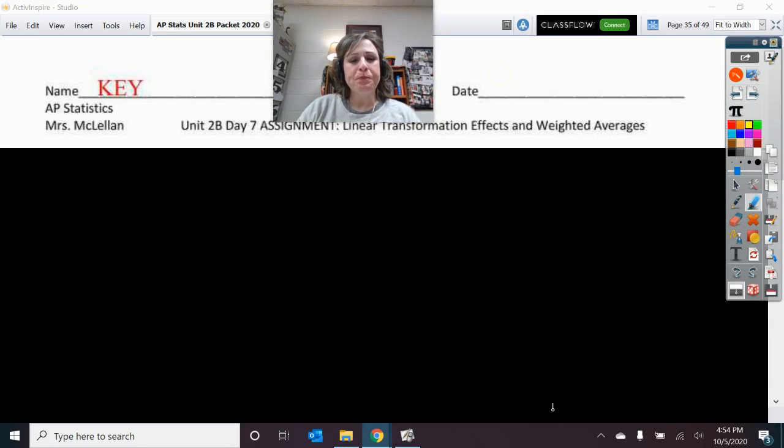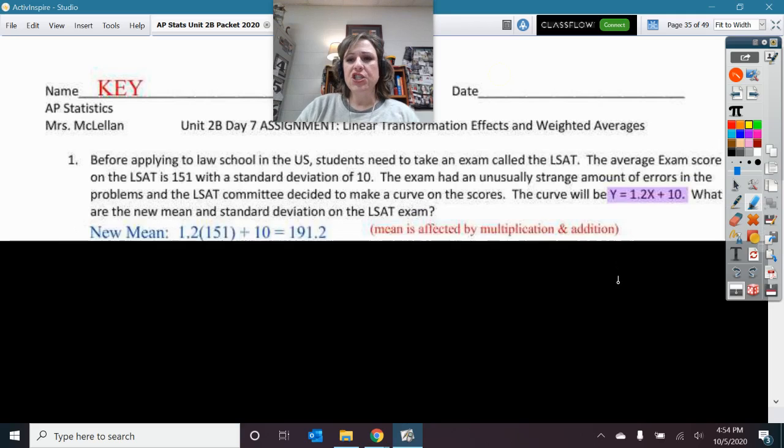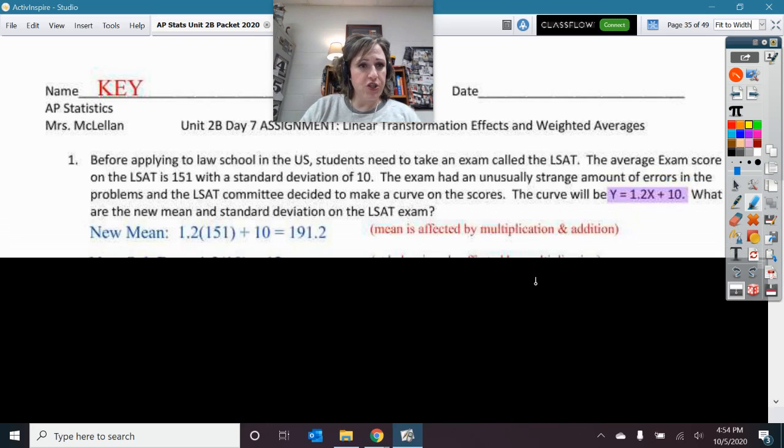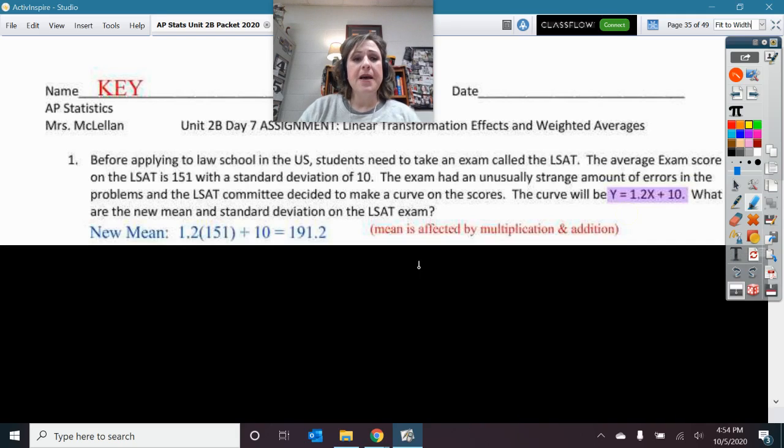Let's talk about those linear transformations to our data and how it affects our center and spread, and then those weighted averages. So here was the assignment on that. Here we had a situation where a curve was being done. So this was a multiplication component and an addition. So we're keeping track of how that's affecting things.